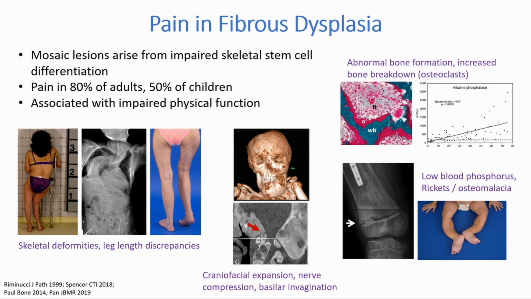Similar to OI, there is high bone activity in fibrous dysplasia. Again, you see there's a lot of bone breakdown and highly present osteoclasts, or bone resorbing cells, which we think can contribute to pain.